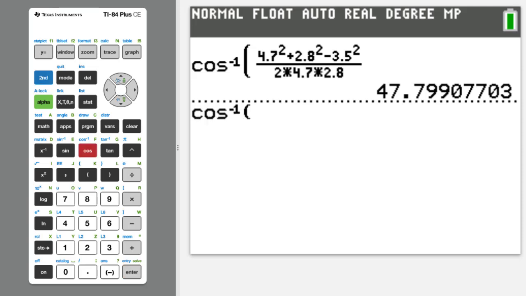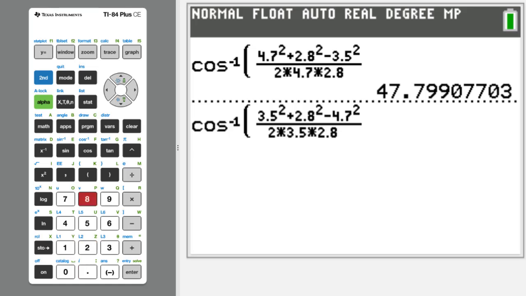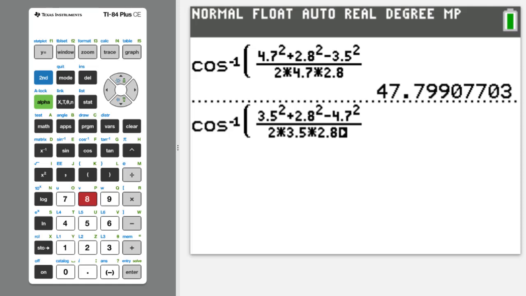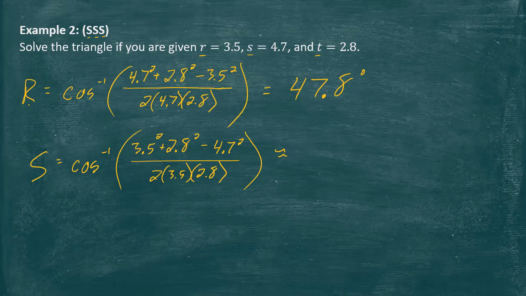So again, starts with inverse cosine or arc cosine. Get my template, and now I've got the 3.5 squared added with the 2.8 squared, subtract the 4.7 squared, and then all over twice the 3.5 and 2.8, which are the first two numbers before the minus sign on the top. And again, press enter, gives me an obtuse angle. So had I switched to law of sines, it would have probably given me like an 84 degree angle instead of the 95.9 that it's supposed to be. So 95.9 is the second angle we've been able to find.